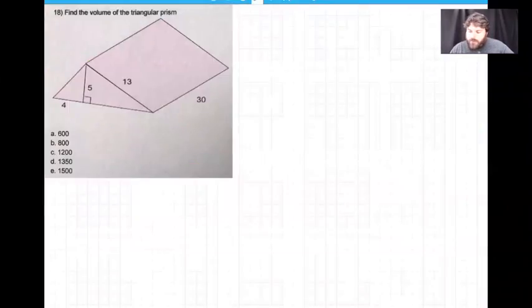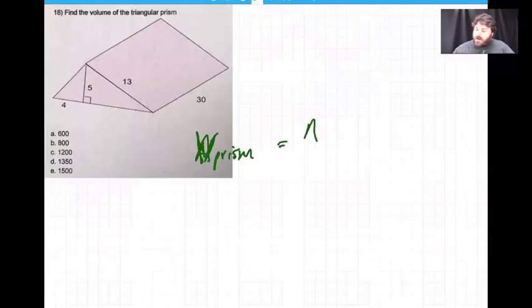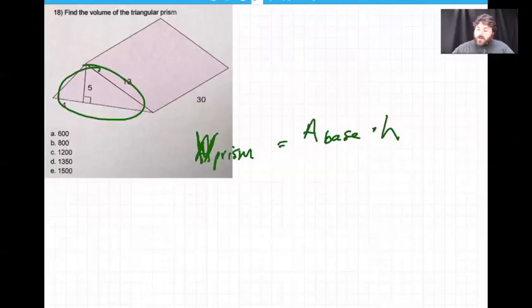All right, last problem. Find the volume of the triangular prism. All right, so we've got this triangular base right here. And I want to find the area of this prism. So remember, the volume of a prism. We're not finding the area, we're finding the volume. It's the area of the base times the height. So the area of the base, that's this triangle right here. So I need to find the area of this triangle.